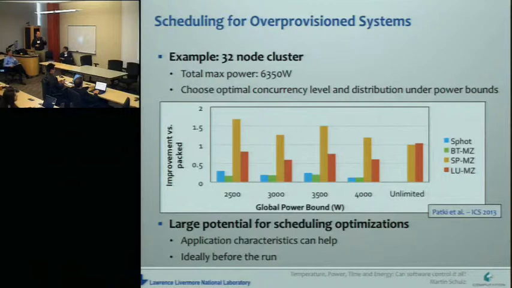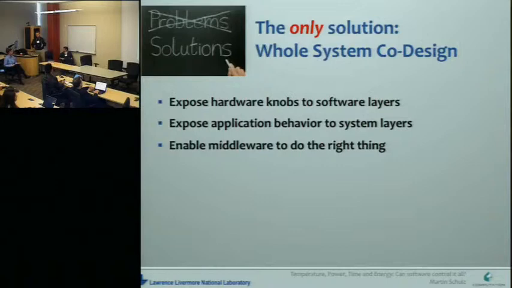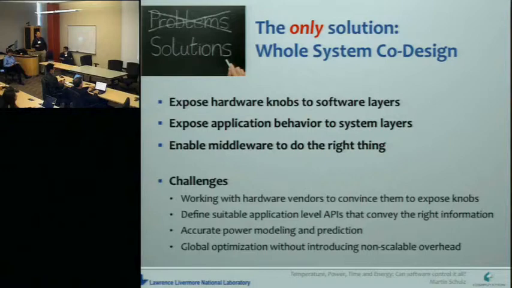So the only solution, my opinion is this, is we need whole system co-design. Expose the knobs as much as you can. Expose application behavior to the runtime system, then the middleware can hopefully do the right thing. The challenge that I see is you want to work with the hardware vendors to actually expose the knobs. Whenever you ask them to do that, their response is, you don't want to do that. And then we say, yes, we do, and then they don't believe us. So working with them can be kind of tedious sometimes.